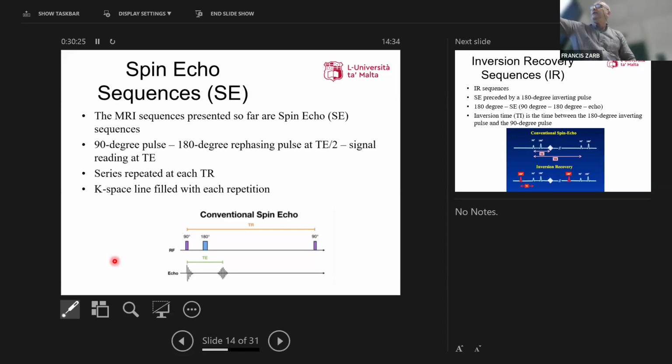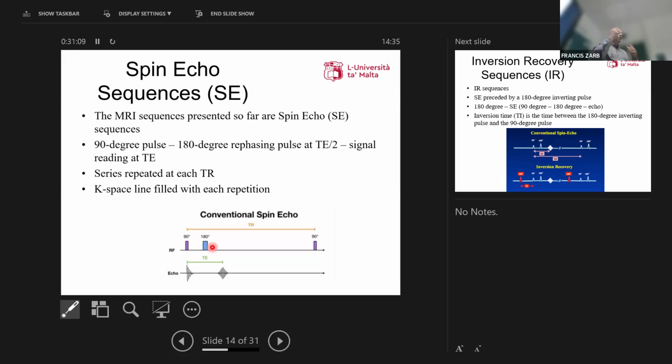Mela, you start with a 90-degree RF pulse. Halfway through the TE, we send a 180-degree pulse. All right? Mela, you're maximizing the difference in T1 or T2, depends. Okay? After the 180-degree pulse you wait, and at a particular time, you receive the echo.